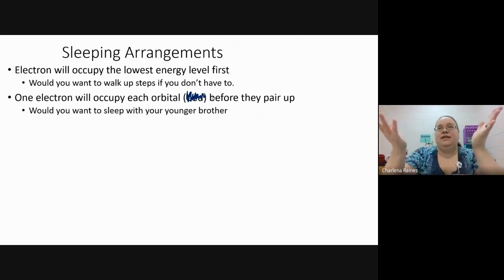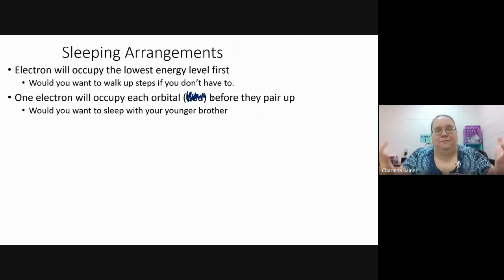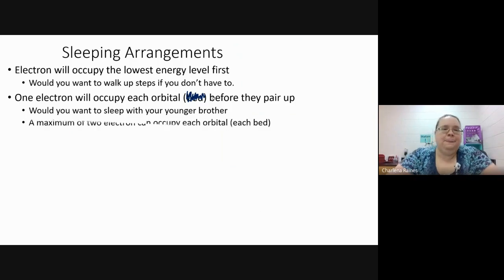So think of this, if you've got siblings, you'll get this analogy. Think of this as like sharing a bed with a younger brother or older brother, whatever, sister. You don't want to pair up with your sister, your siblings. You want your own space if at all possible. If it's not possible, then yeah, you're going to pair up. So think of it that way. And we can only hold 2 electrons in a single orbital.